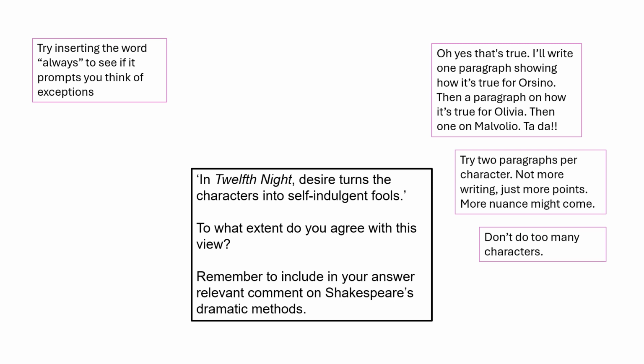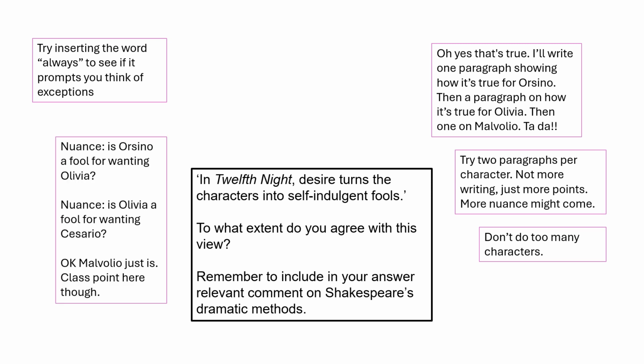Oh, another idea about what you could do to get a bit more nuance into your argument is to insert the word always. So in Twelfth Night, desire always turns characters into self-indulgent fools. Well, a lot of them, yeah, definitely Malvolio, but not all of them. Doesn't do it to Viola, that sort of thing. And yeah, that might help. So yeah, largely, but not always. This exam board often puts the word always in itself, but it didn't last year.